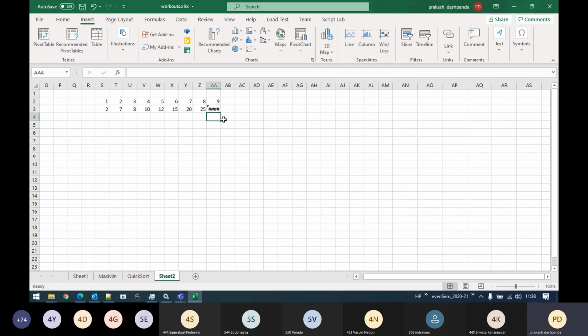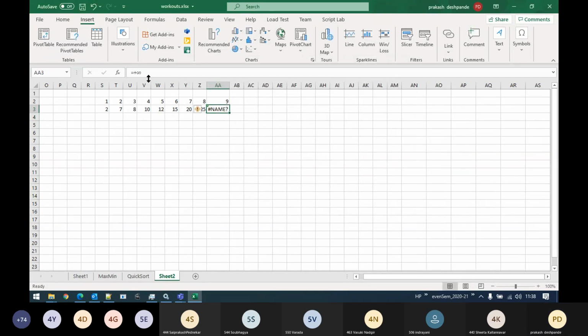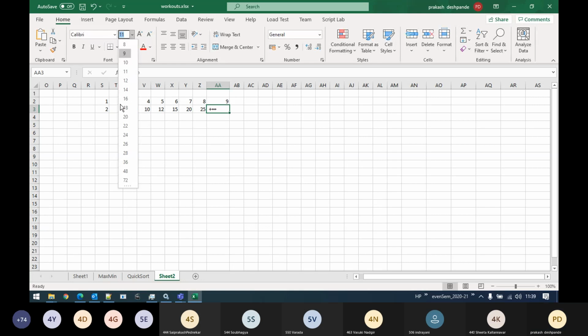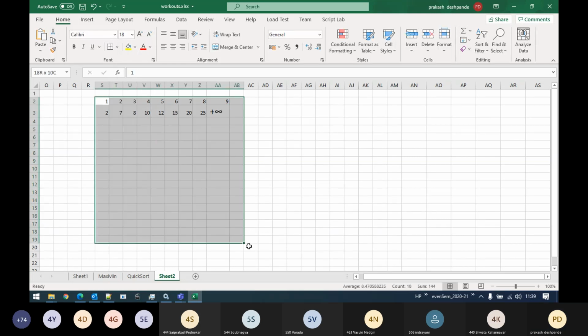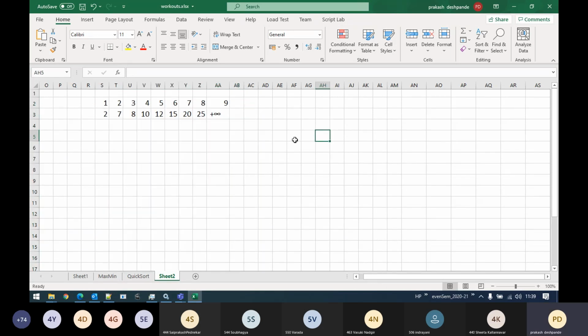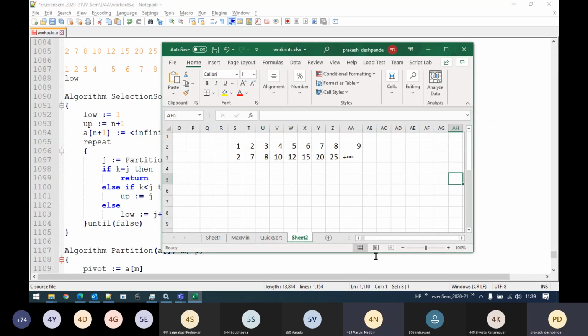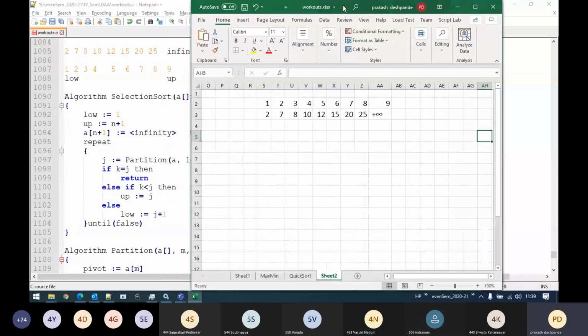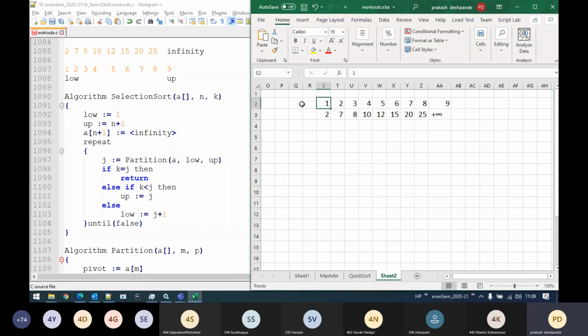Plus infinity we have at the last value. Are these numbers visible properly? Yes, sir. Okay. Now, these are the positions. Let me write it here. Positions, and these are the elements or values, you can say.